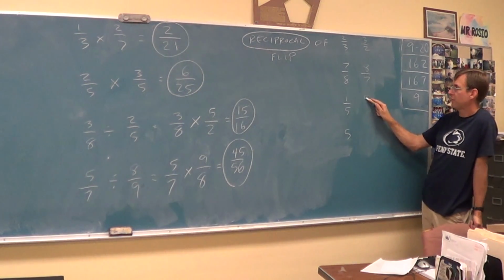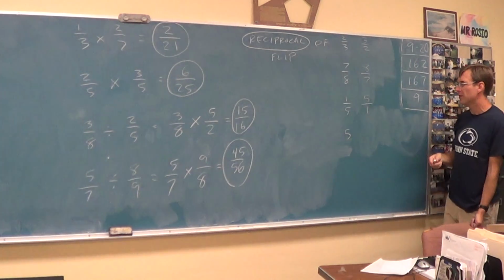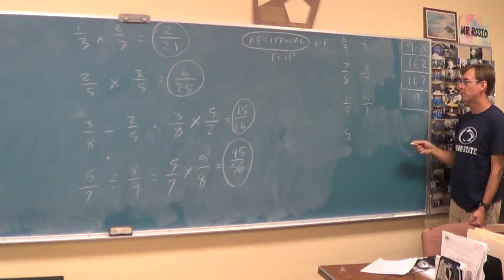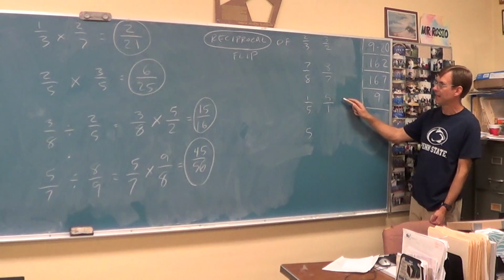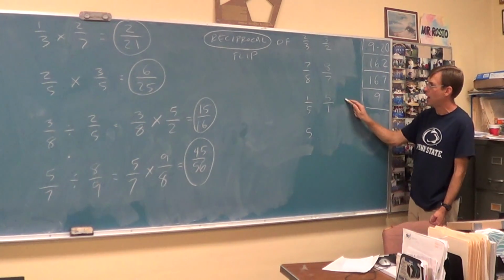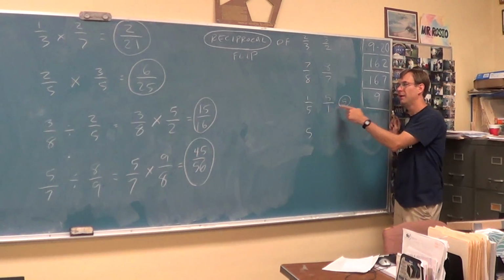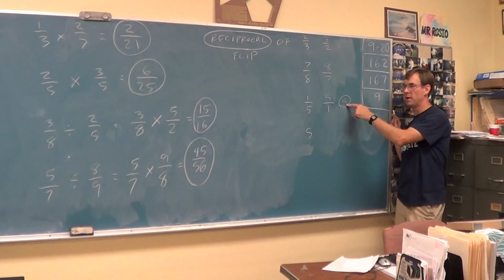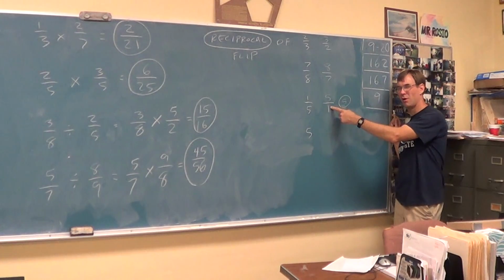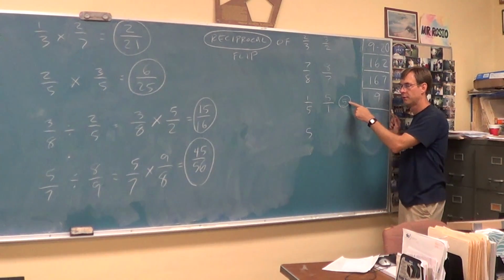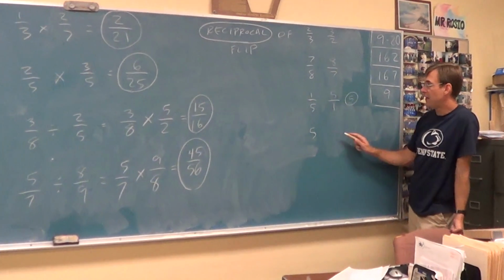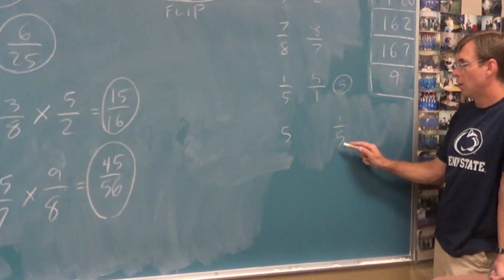Reciprocal of 1/5, I'd be okay with 5/1, but there's a better answer than that. The best answer instead of 5/1 would just be 5. Anytime a fraction's over 1, it's better to just make that a whole number. I wouldn't say 5/1 is wrong, but I'd say 5 is better. The reciprocal of 5 is therefore 1/5.